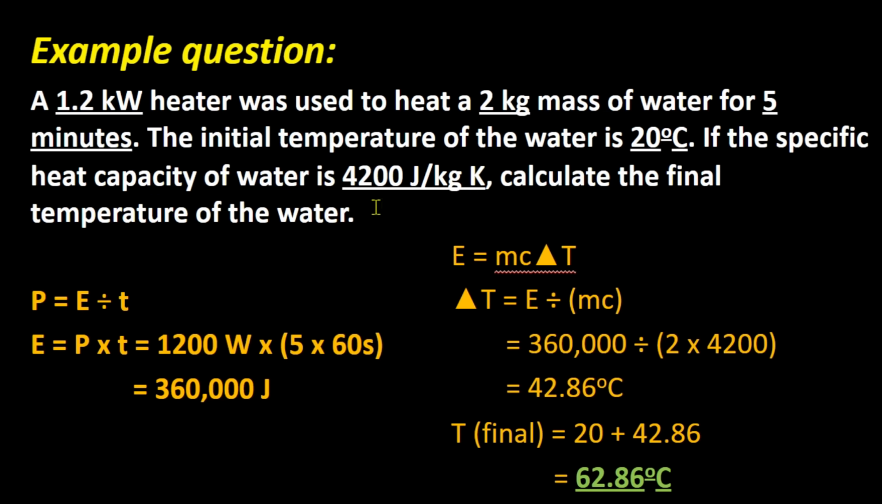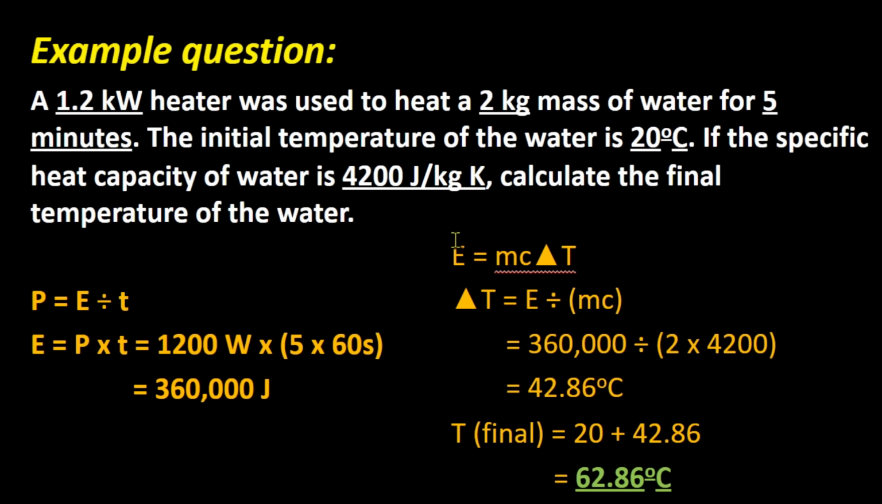First, we need to calculate how much heat energy is going into this water. So we use the formula power is energy over time. Energy is thus power times time, 1200 watts times 5 minutes, which will be 5 times 60 seconds. You multiply these two, and we're going to get 360,000 joules.